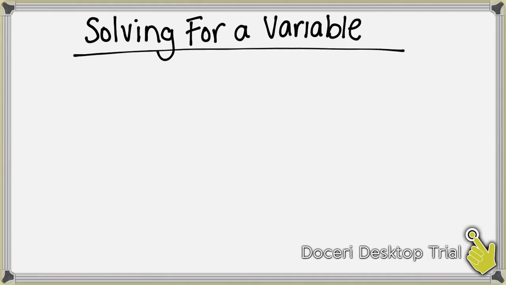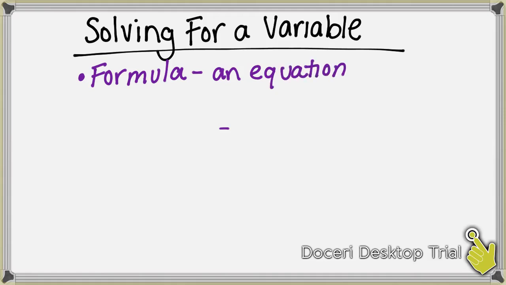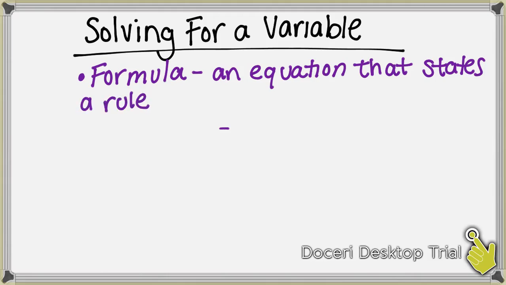All right, so I'm going to give you a couple of definitions, some vocab first, and then we will go through what the actual math is. The first vocab word that I'm going to talk about is the word formula. A formula is an equation that states a rule for a relationship among quantities.